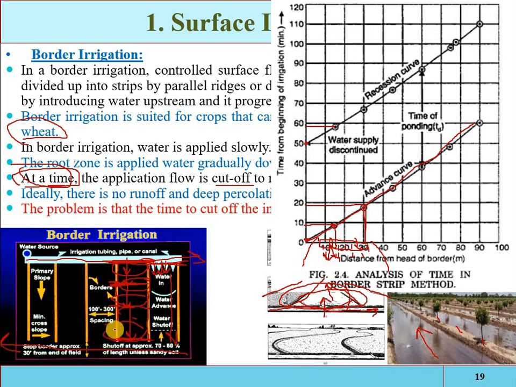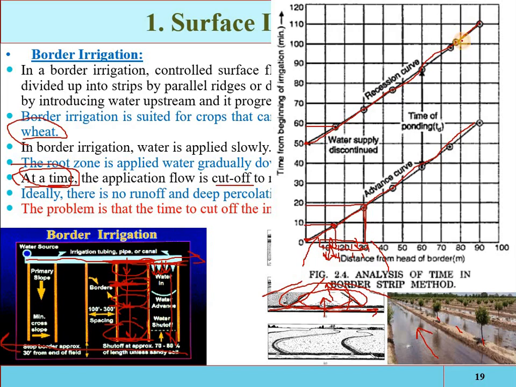Similarly, from the second point, the third point, and the fourth point, when the water disappears from the surface, that is called the recession curve. And the time from the inflow of the water up to the disappearance at a specific point is called the recession time. So you will have two curves: one is the advance curve, the second one is the recession curve.